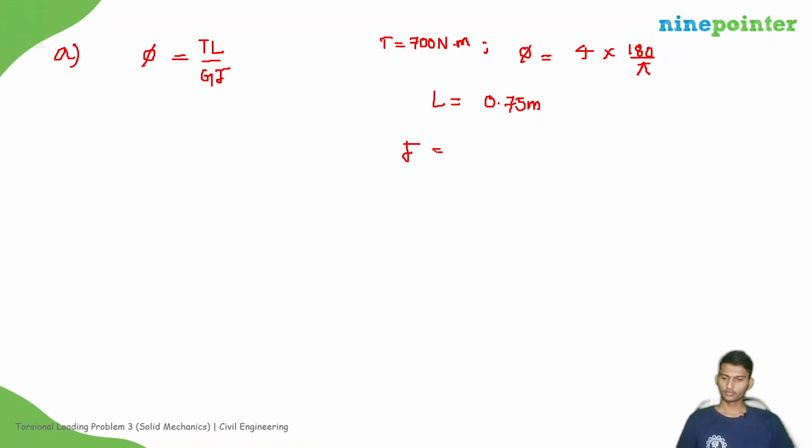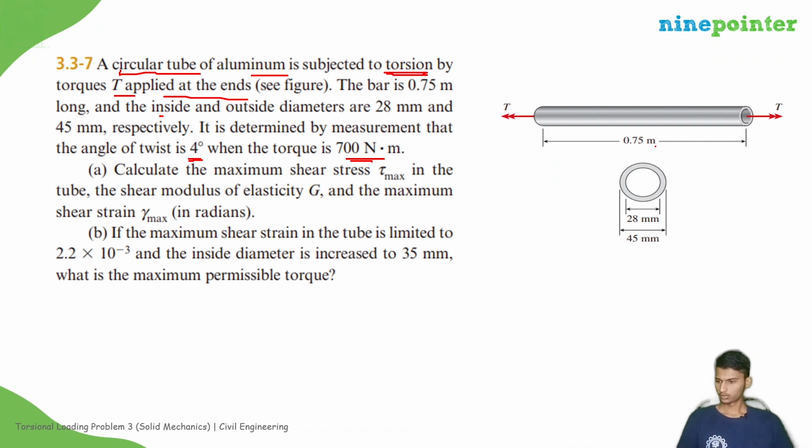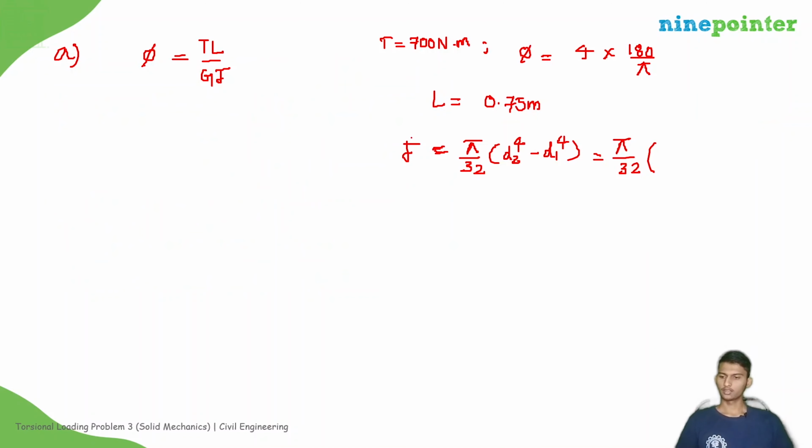For J, first we need to find the polar moment of inertia of the circular tube. So J will be pi by 32 times d2 power 4 minus d1 power 4. What is the d2 value? Let us put that in later. Now phi is equal to TL divided by GJ, so we need to find G. G is equal to TL divided by phi J. So now let us put the values.